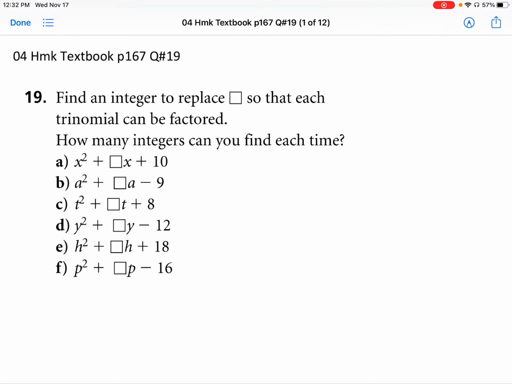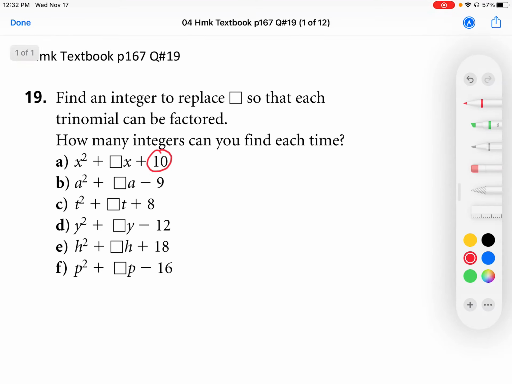So question number 19 says, find an integer to replace the blank so that each trinomial can be factored. So basically what we're looking for, we need to test the factors of 10. To get the plus 10 at the end, it has to be from multiplication. So we have to only check the factors of 10.